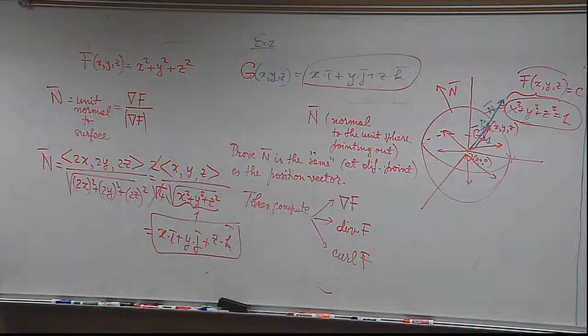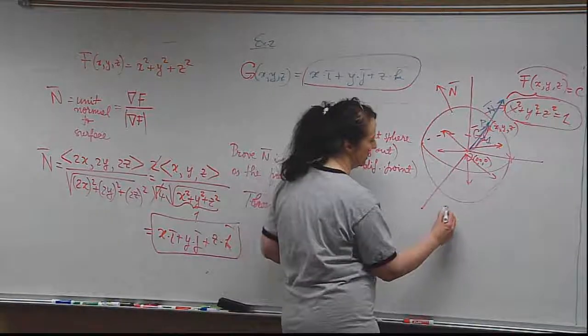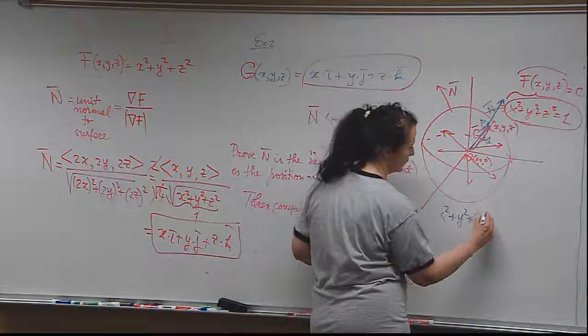Yes, sir? Does it remain the same for any of the functions, like every time you write the normal would be equal to the position vector? For the unit sphere, yes it is, but for a general sphere, no. For example, what if my sphere has center at the origin and radius 5?